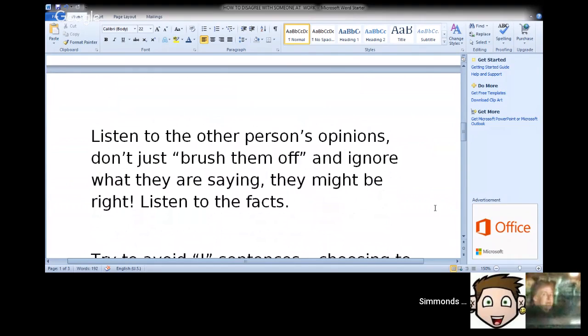I put "brush them off" because brush off is a good phrasal verb. But you can also later defend yourself with them. If they say something incorrect, you can use it against them. Or they might just plain be right, and you think, okay, I hadn't thought of that before, so maybe you're right. Okay, I understand. So listen to the facts, because you might have a very strong opinion. Correct. Right. Any comments here?